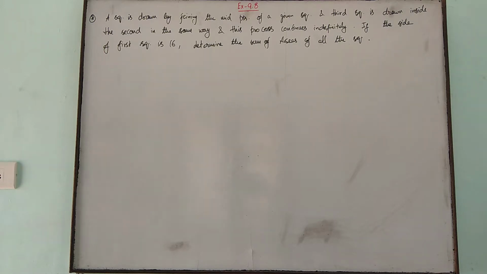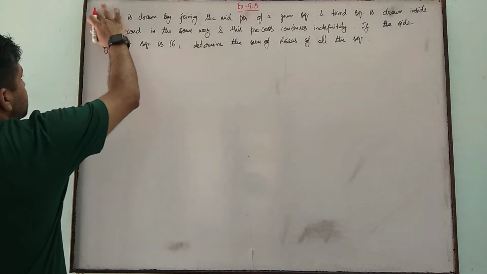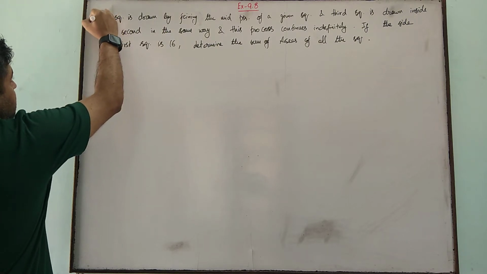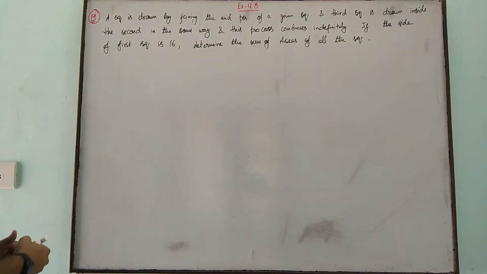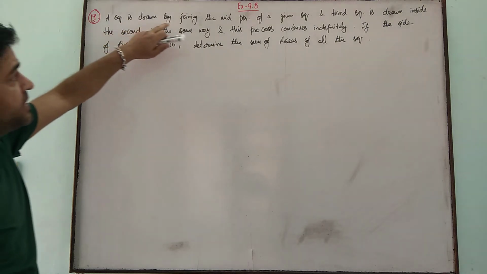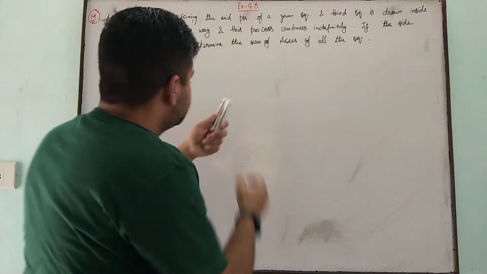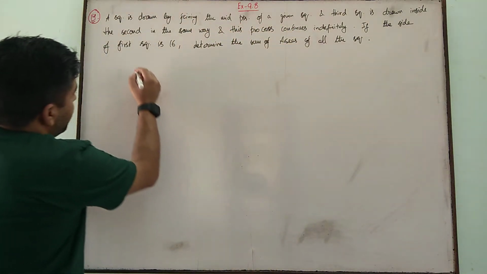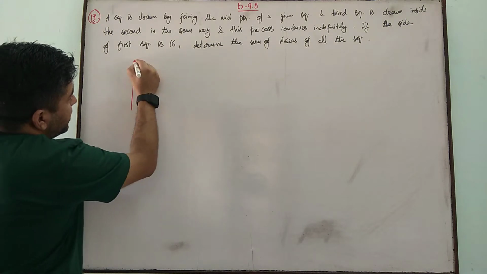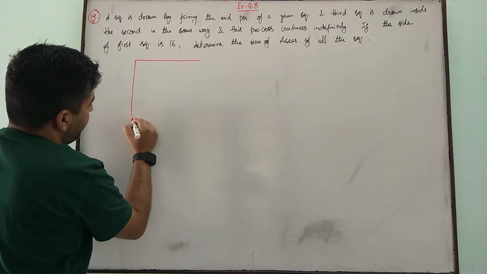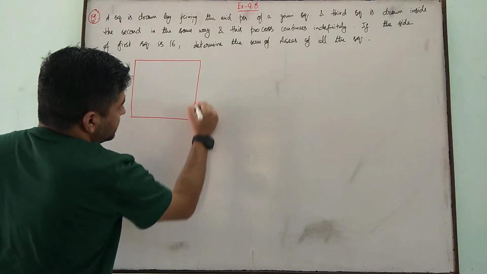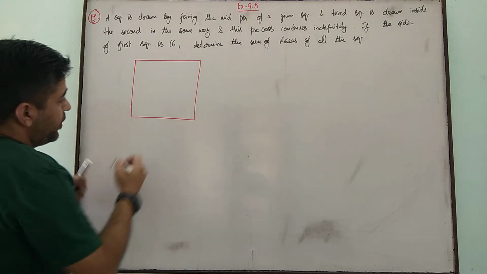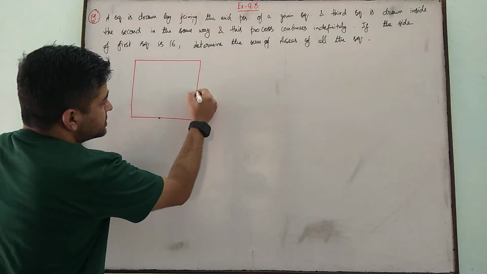See, we have question number 14 here. He said a square is drawn by joining the midpoints of a given square. There is a square given, and another square is drawn by joining the midpoints of this given square.